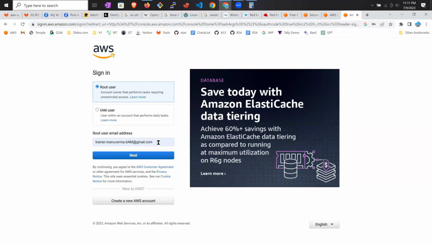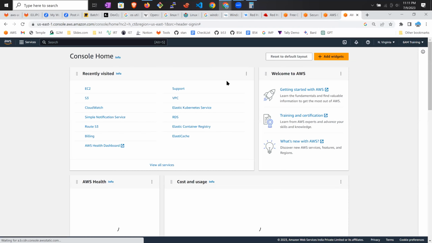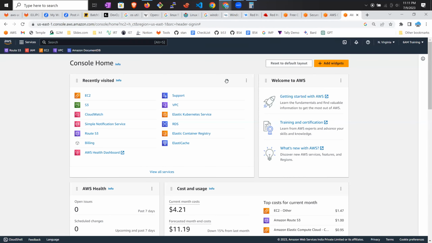Now it asks you to enter the username. Now in my case, trainer.manuverma.6 is the Gmail account, which is nothing but the account that I have. I'll click on it and I'll enter the password. My password is already saved. Let me enter it. Now the moment you click it, you should be able to see things this way. Okay, if you are able to sign in, that means we are good and you have your valid account ready. Okay, so that is what I want.